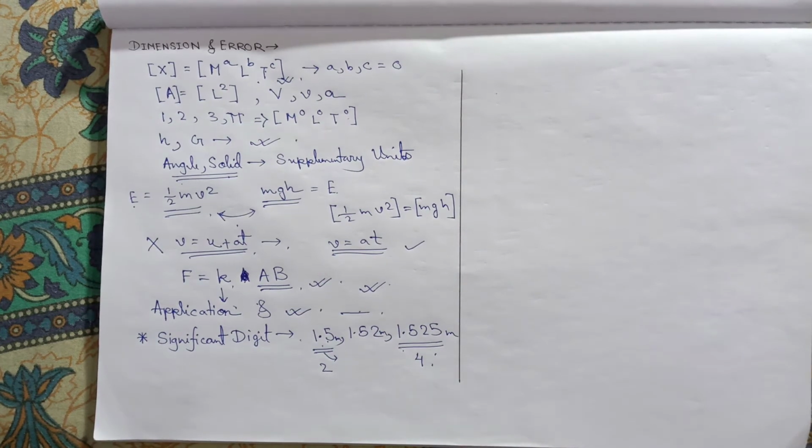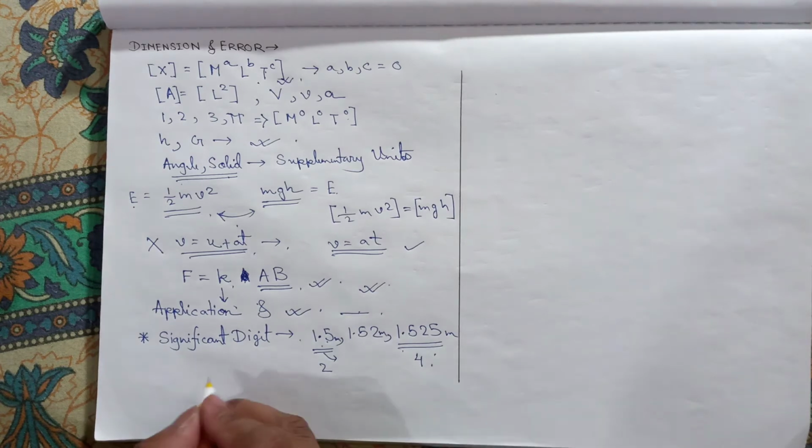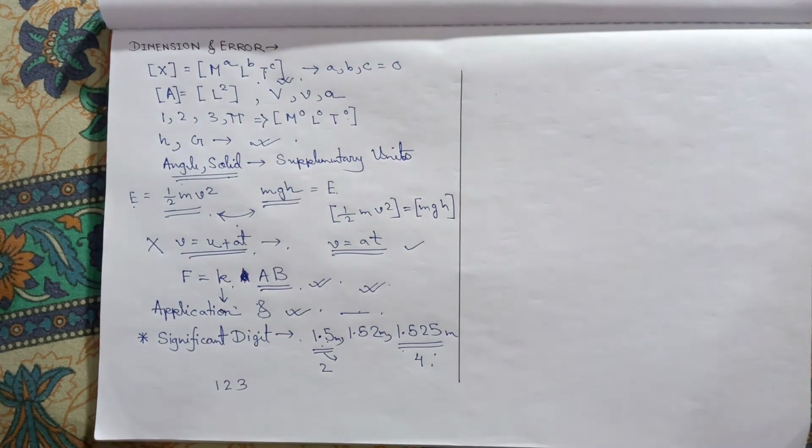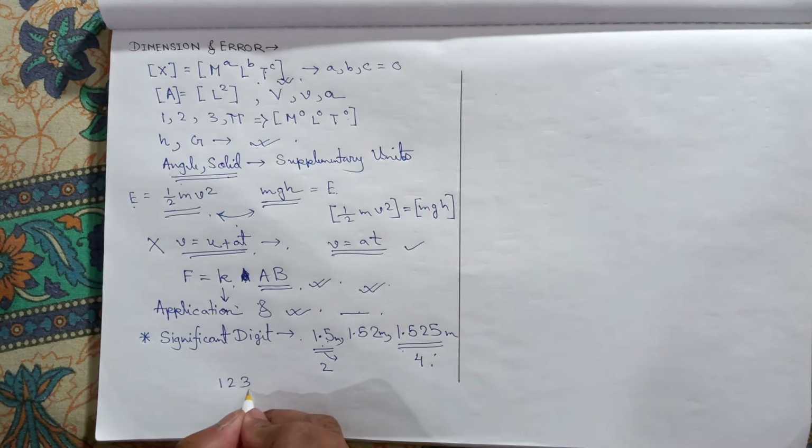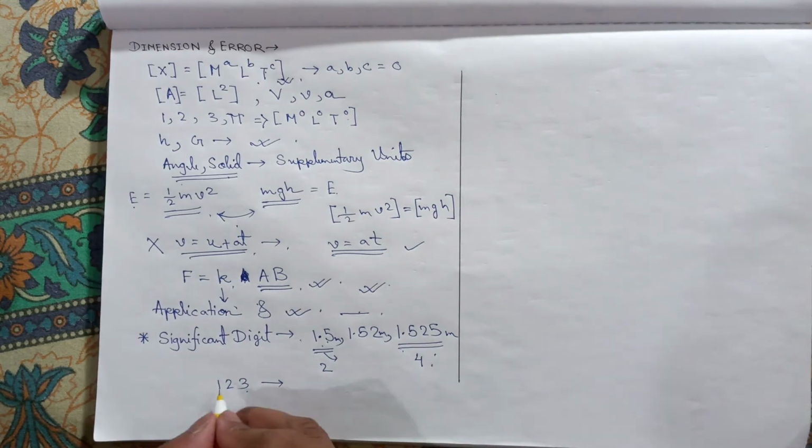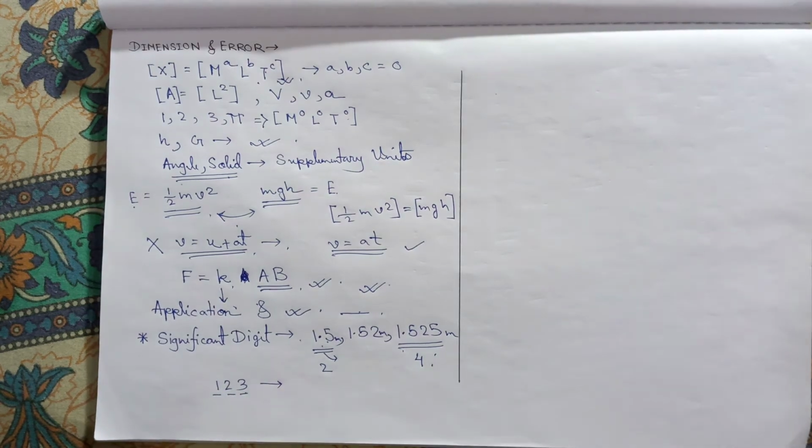There are some rules to find significant digits or significant numbers, whatever you call them. We'll try to express those rules using some examples. Suppose let's take some non-zero digits, 1 2 3. When they are non-zero digits, all the non-zero digits are significant, so 1 2 3 has 3 significant digits. Now what if we put a 0 before that and a 0 after that?